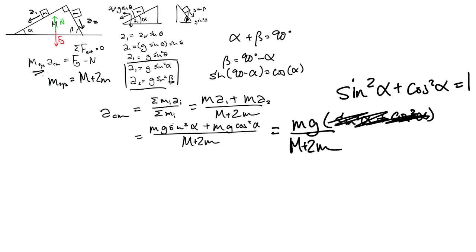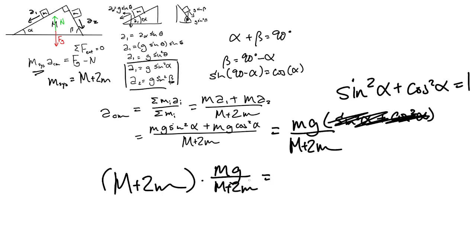And so we can go back here to this equation. Our m system, so our m plus 2m, times our acceleration, which is mg over m plus 2m, is equal to the gravitational force, which is equal to mg.